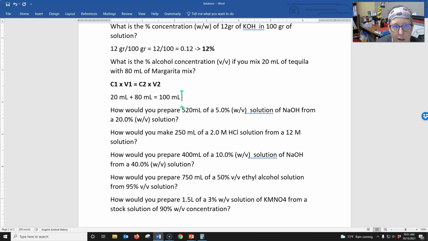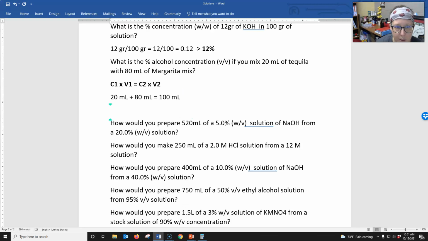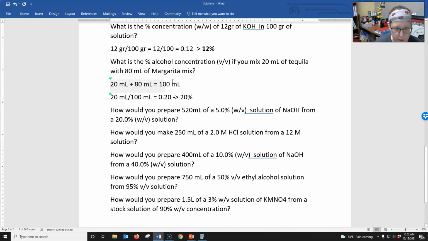So then your percent alcohol concentration is 20 mils of alcohol in 100 mils total. And this is the trick: you have to get to the 100 mils total. So 20 divided by 100 is going to be 0.20, which is 20%. So it's a 20% alcohol solution. Sorry, don't need this one yet. We actually need that down here.